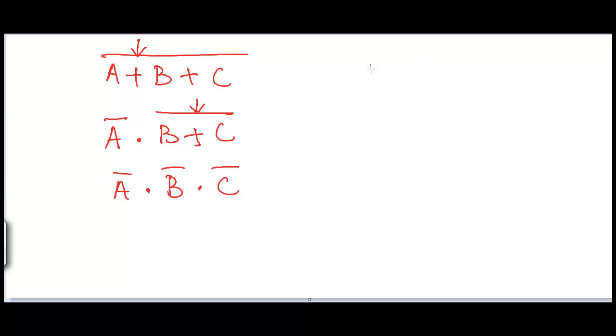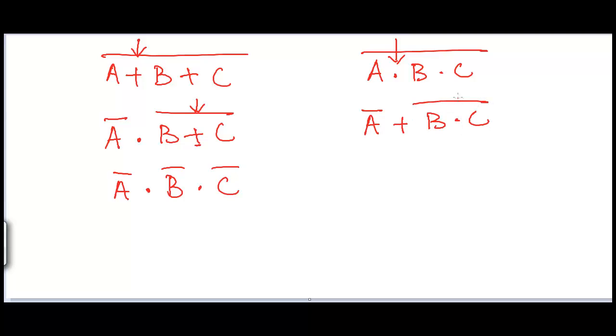So what if we have something like this, (a dot b dot c) whole bar? First we are going to break our bar from here, applying De Morgan's law, right? So this would give us what? A bar plus (b dot c) whole bar, right? Then we are going to break our bar over this operator by changing the sign of this operator. So this is going to become what? A bar plus b bar, and then this dot becomes plus c bar.